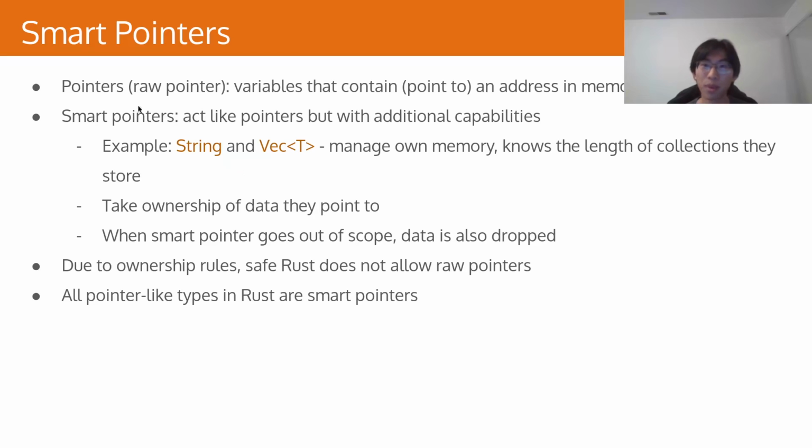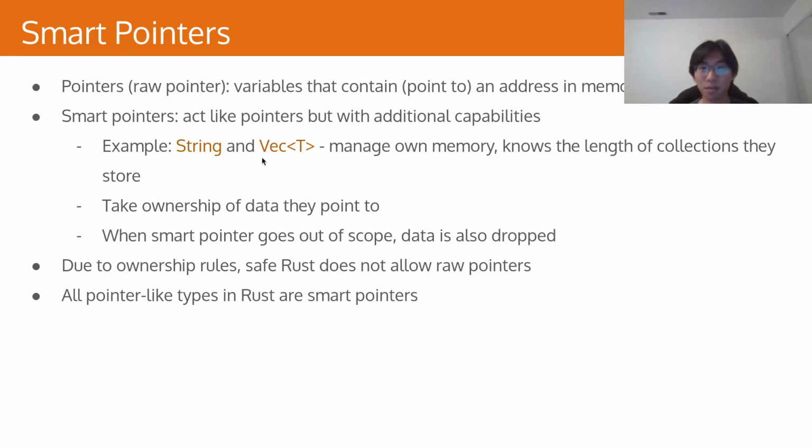So you've probably worked with pointers in C++ before. We call these raw pointers, and all they do is contain an address in memory. In contrast, smart pointers function similarly to raw pointers, but they have additional capabilities. For example, we're probably familiar with how String and Vec technically point to some data stored on the heap, but in this case, both String and the vector own that data, and they also know some extra metadata about that data, like the length of the string or the length of the vector, right?